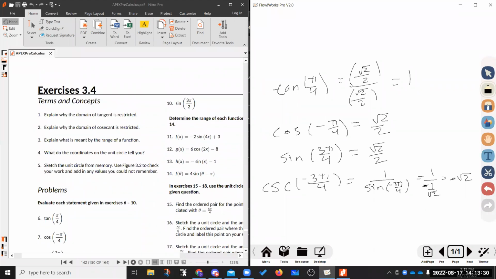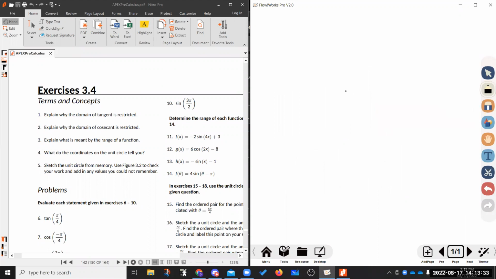Sine of 3 pi over 2. 3 pi over 2 is one of my quadrantal angles. I'm not going to be able to draw a triangle for that. And I should have drawn triangles for all these. Let me go back and do that.